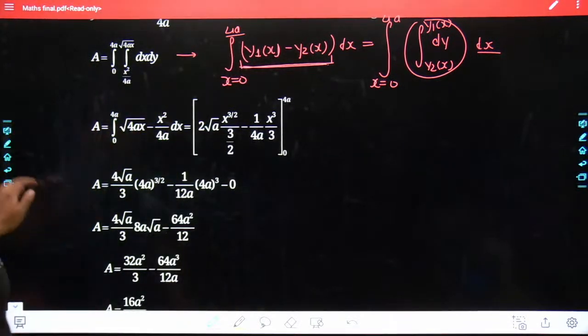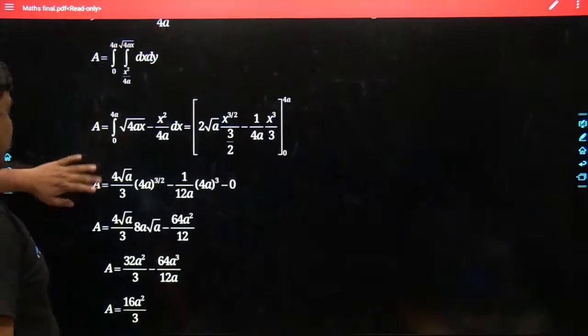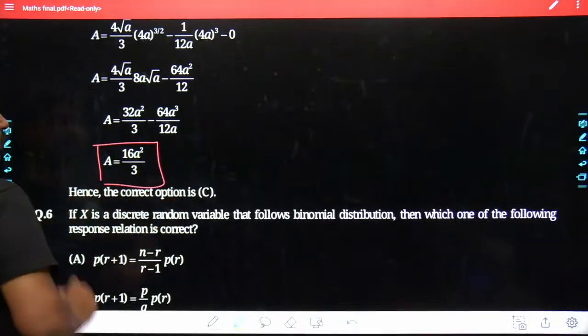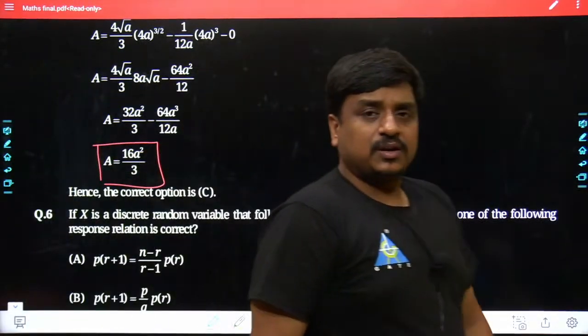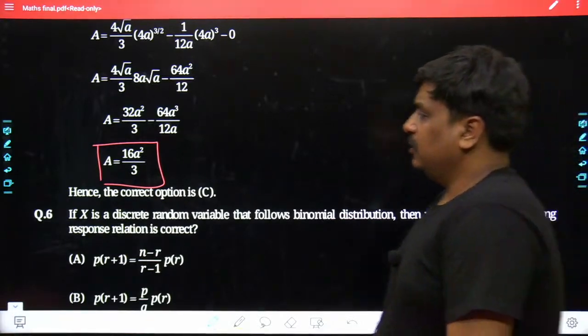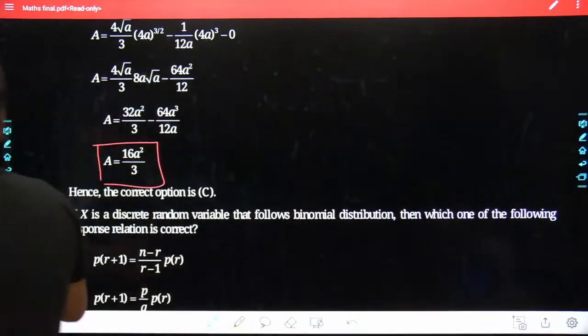Once you calculate this, definitely you have to follow this complete process. The result we get is A equals 16a squared divided by 3. The result we get from here is 16a squared divided by 3. So in the same sequence, let me take the next question.